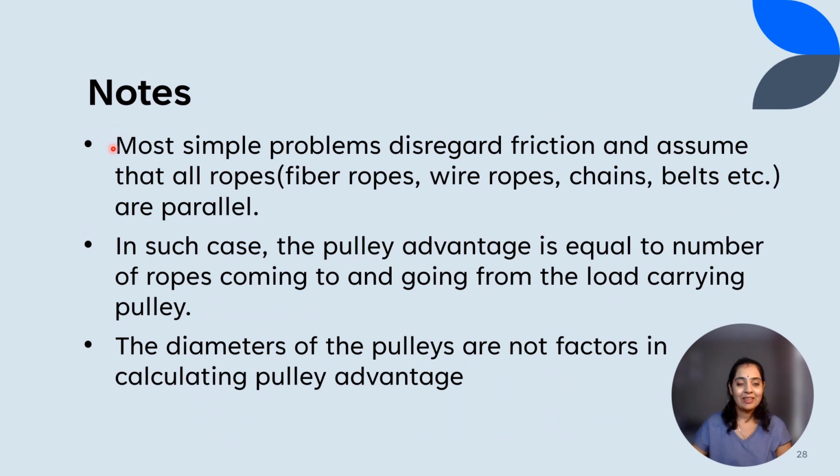Notes again. Most simple problems disregard friction and assume that all ropes, that is fiber ropes, wire ropes, chains, belts, etc. are parallel. In such a case, the pulley advantage is equal to number of ropes coming to and going from the load carrying pulleys. The diameter of pulleys are not factors in calculating pulley advantage.